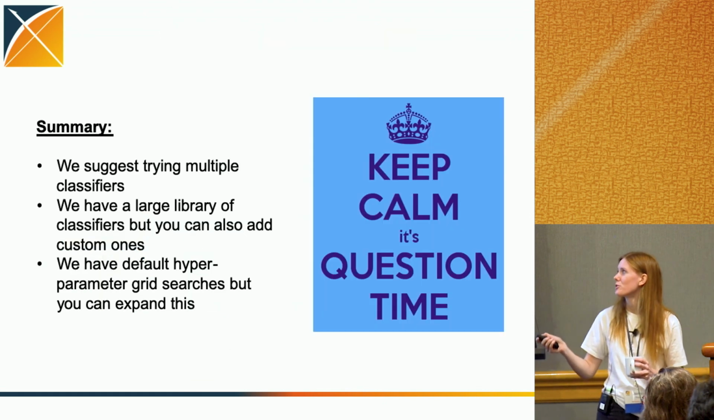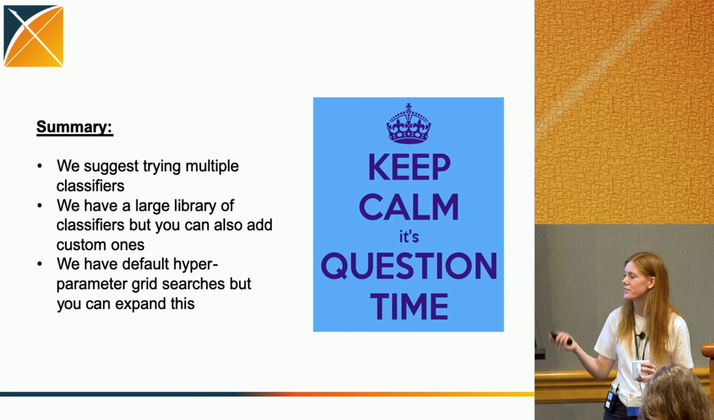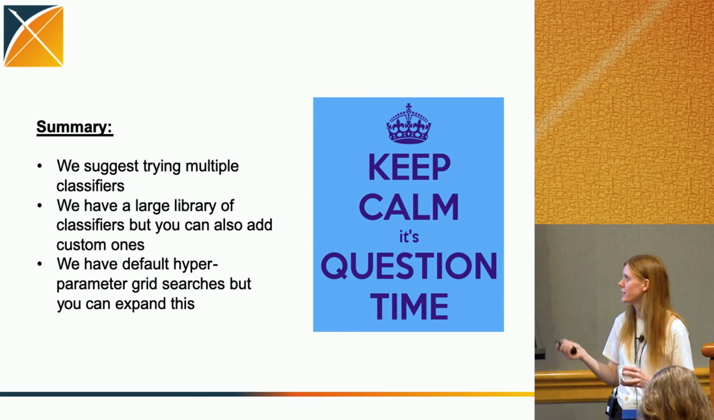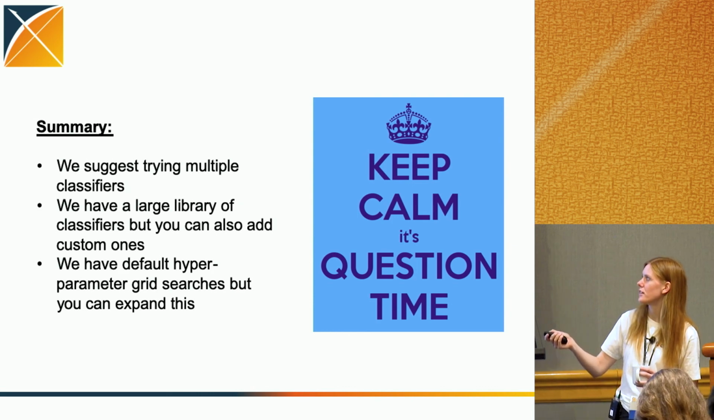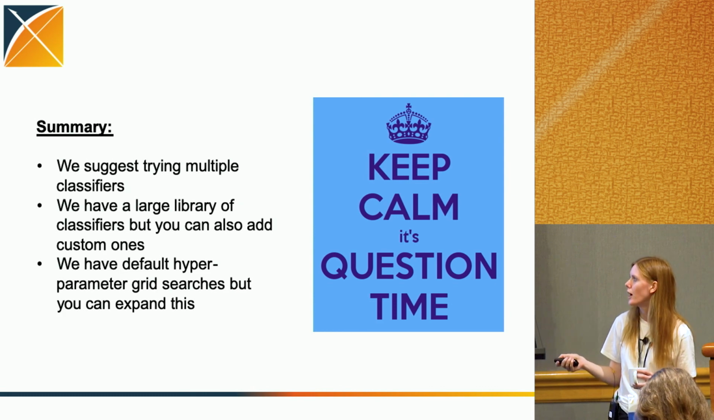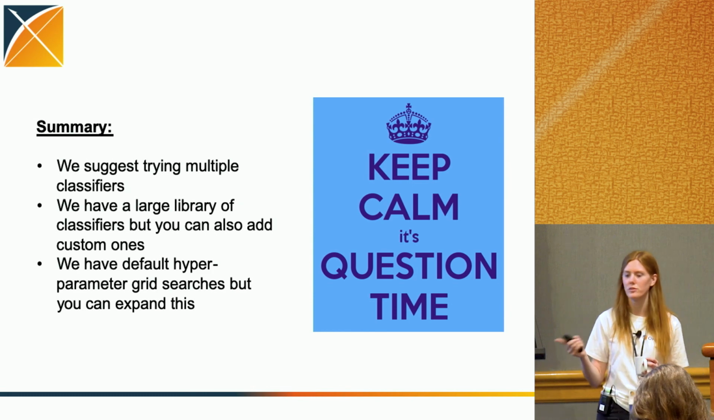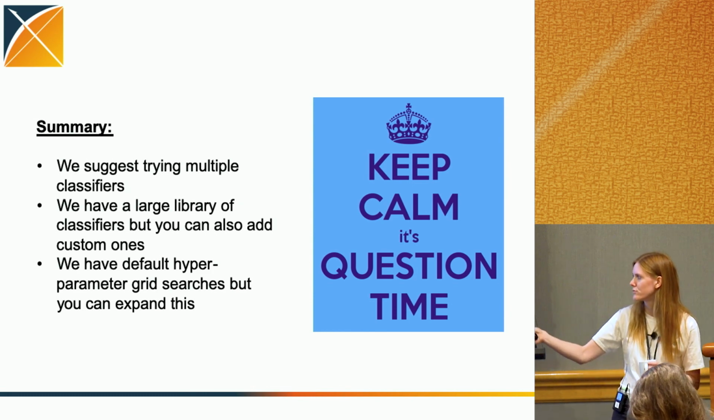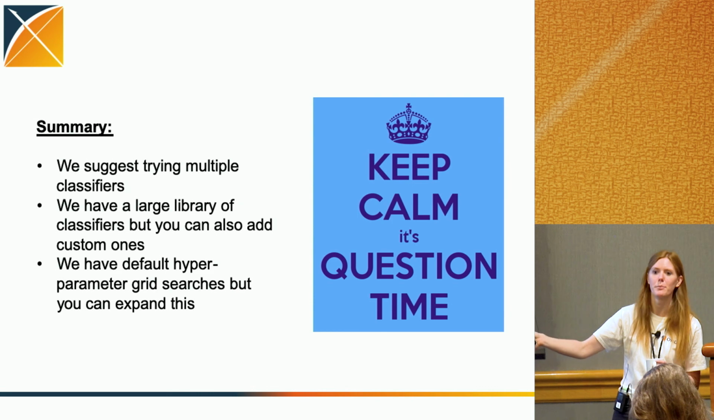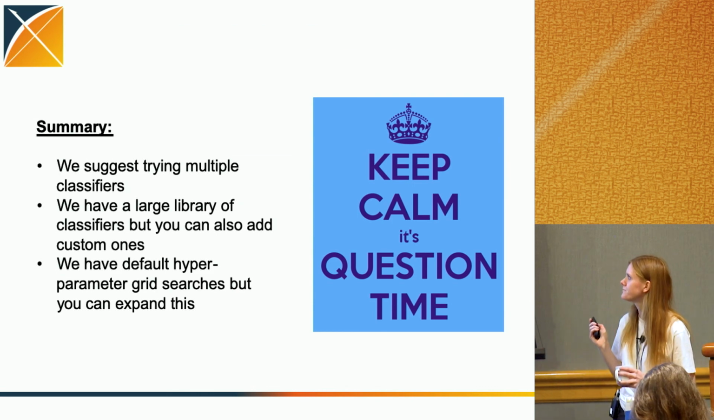So we suggest trying lots of different classifiers. There's no one that always wins. The decision boundary that you want all depends on the data that you have, and that's prediction problem specific. We have a lot of classifiers that you can use, so you can just pick any of the ones you want. We have default hyperparameter grid searches, but you can add more if you want to be more thorough. And there's going to be some research this year into picking the best default hyperparameter searches so that we can save people some time.